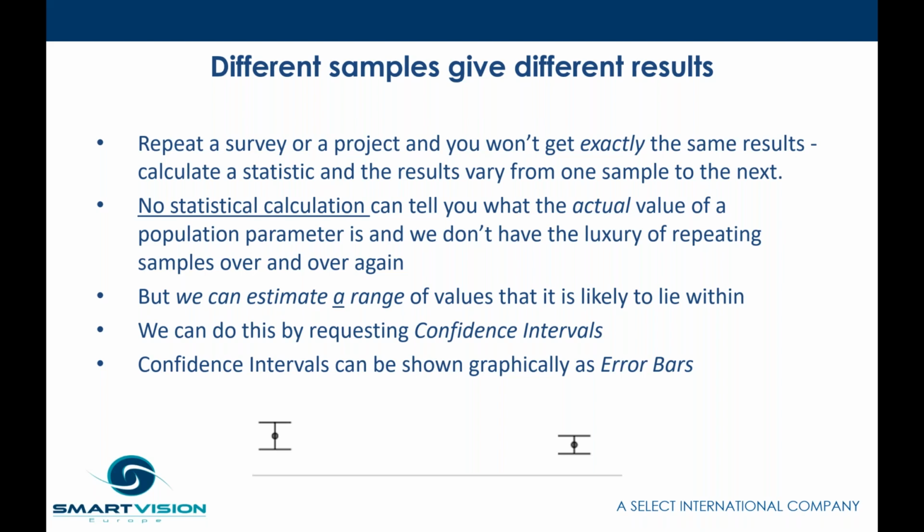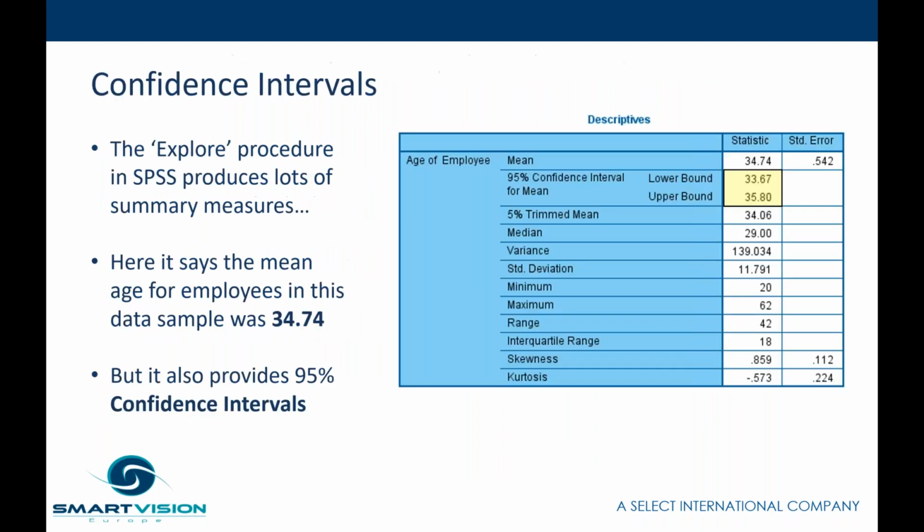So confidence intervals can be shown graphically as error bars. These are these little bars here. They look like little TIE fighters, if you like. The value in the center here happens to be the mean, and the top and the bottom indicate the confidence intervals. How confident, if you like, are we of the mean being within that range?